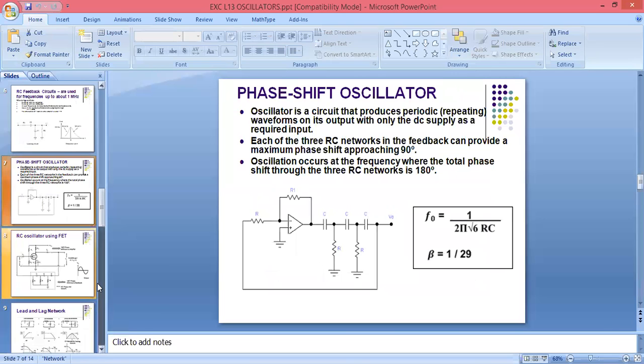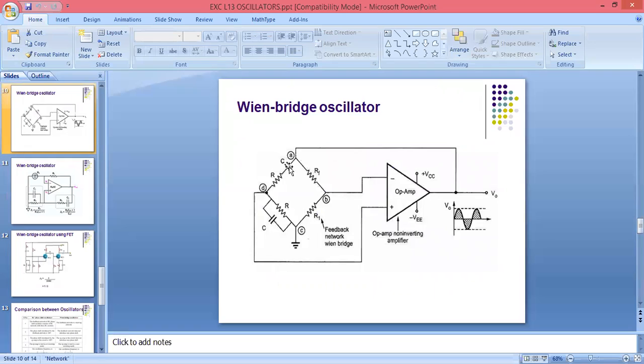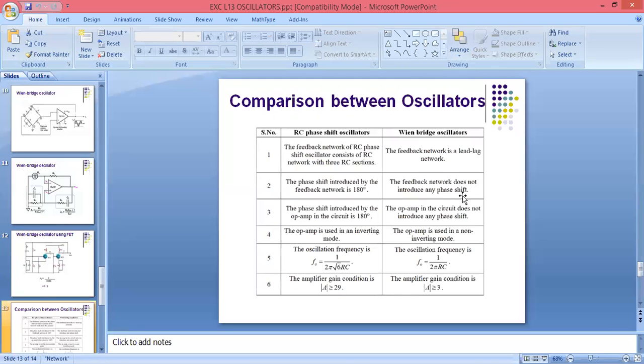But in the Wien bridge, what can we do? In the Wien bridge, we are using first a capacitor, then a resistor. So this is the lead network. Again, first a resistor, then a capacitor. This is the lag network. So here in the Wien bridge oscillator, we are using a lead-lag network as the feedback network. And there in the RC phase shift oscillator, we are using a feedback network which consists of 3 RC sections.